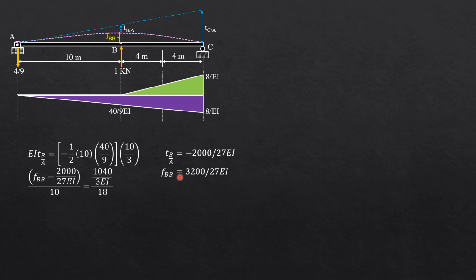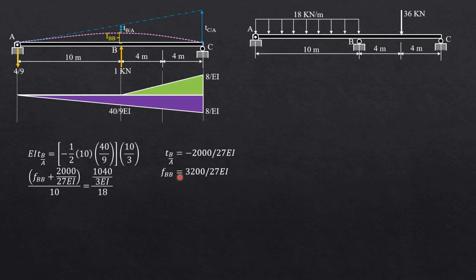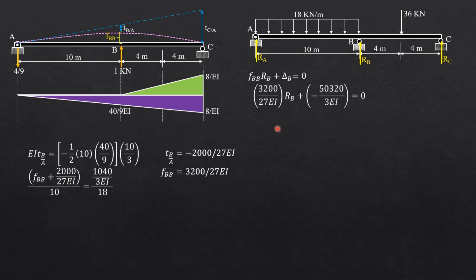So FBB times RB plus delta B must be equal to 0. Call that RA, RB, and R sub C. Take note that the objective is to solve for RA. So FBB RB plus delta B equals 0. So substitute 3200 over 27 EI, RB plus negative 5320 over 3 EI equals 0. So from there, RB can be computed as 141.525 kilonewtons.